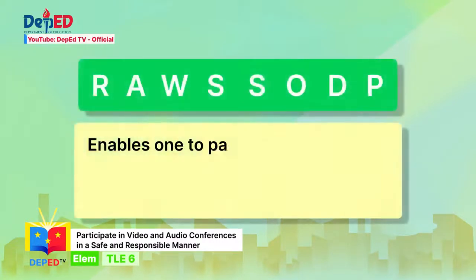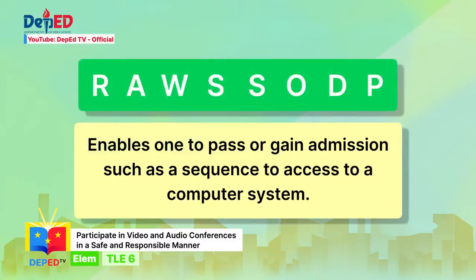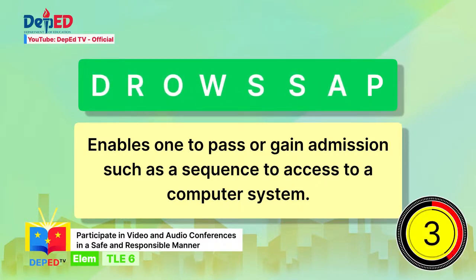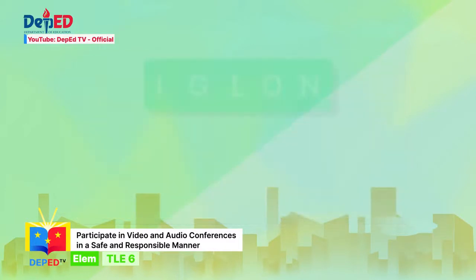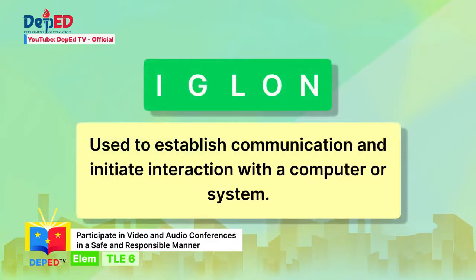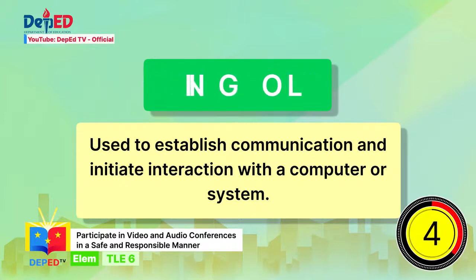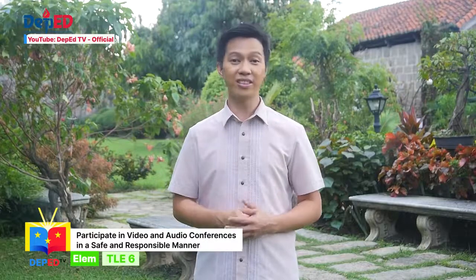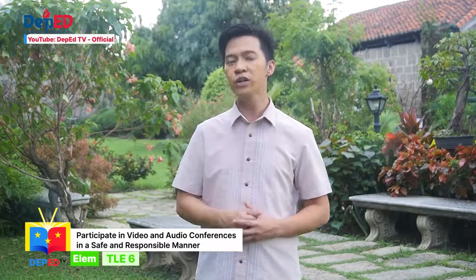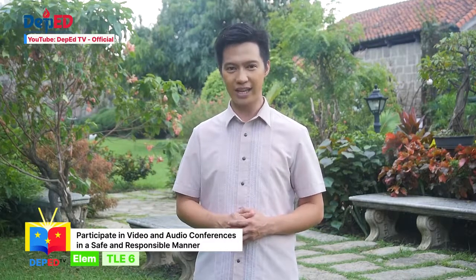This word enables one to pass or gain admission, such as a sequence to access a computer system. And the fourth word is password. This word is used to establish communication and initiate interaction with the computer or system. And the fifth word is login. Remember this word so that it will be easier for you to fully understand our lesson for today.